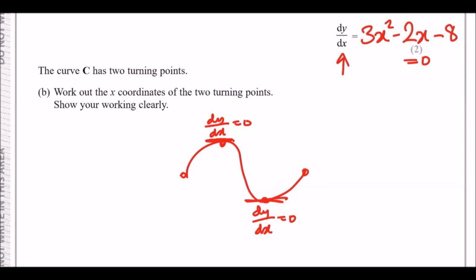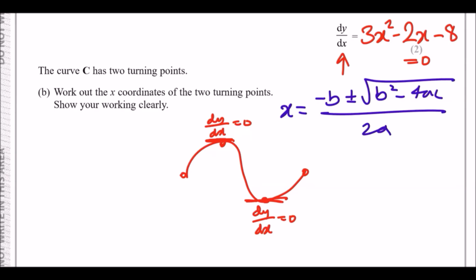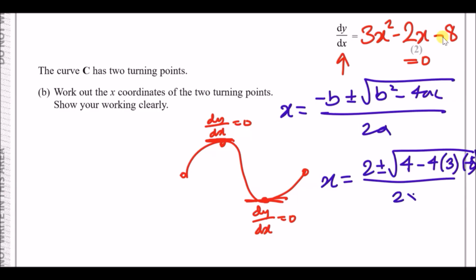So solving this quadratic equation, we just use the standard quadratic formula. So let me change the color pen. We're going to have x equals minus b plus or minus the square root of b squared minus 4ac, over 2a. And therefore x is going to equal minus b, so b is negative 2, so it'll be plus 2, plus or minus the square root of b squared, which is minus 2 squared, which is 4, minus 4 times a, which is 3, times minus 8, which is c, over 2 times a, so 2 times 3.